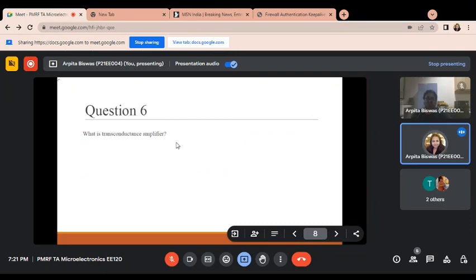So next we are moving towards question number 6: what is a transconductance amplifier? Have you heard this word, transconductance? What is the meaning of it, or what do we understand from it?